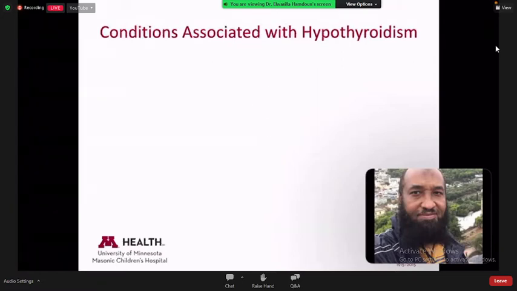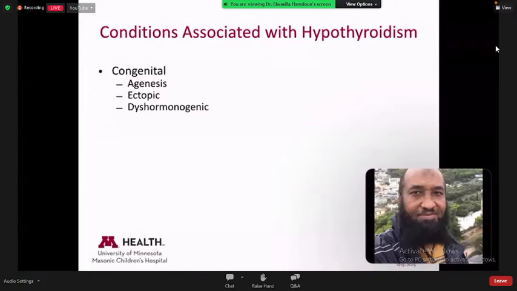Think about conditions that come along with hypothyroidism, or cause the hypothyroidism, or you can say the classification of hypothyroidism. It's either congenital. This one is very important to diagnose early because it's one of the commonest preventable causes of intellectual disability. If it's missed in the first 3 months of life and there is no treatment, then the outcome is really bad. It's intellectual disability.